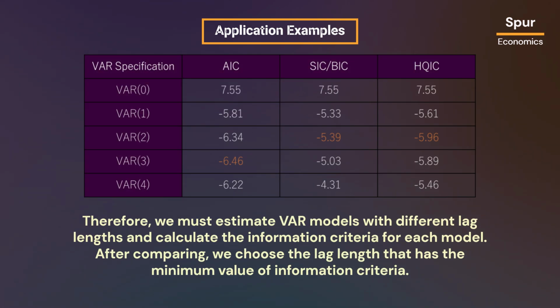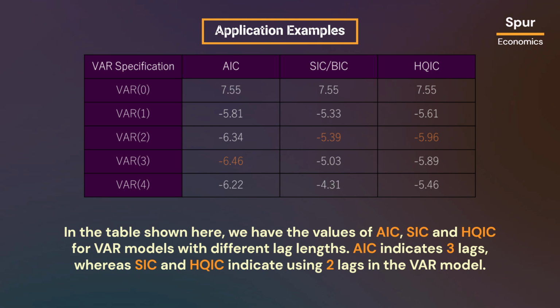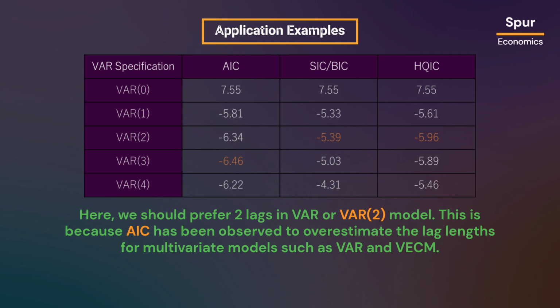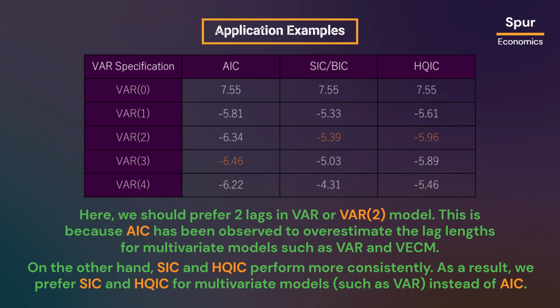Therefore, we must estimate VAR models with different lag lengths and calculate the information criteria for each model. After comparing, we choose the lag length that has the minimum value of information criteria. In the table shown here, we have the values of AIC, SIC and HQIC for VAR models with different lag lengths. AIC indicates 3 lags, whereas SIC and HQIC indicate using 2 lags in the VAR model. Here, we should prefer 2 lags in VAR or VAR(2) model. This is because AIC has been observed to overestimate the lag lengths for multivariate models such as VAR and VECM. On the other hand, SIC and HQIC perform more consistently. As a result, we prefer SIC and HQIC for multivariate models such as VAR instead of AIC.